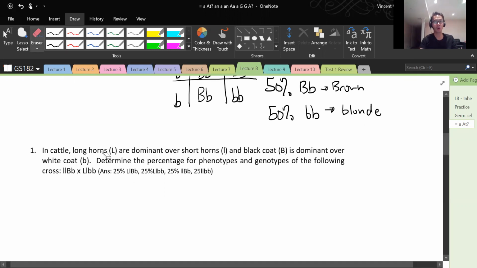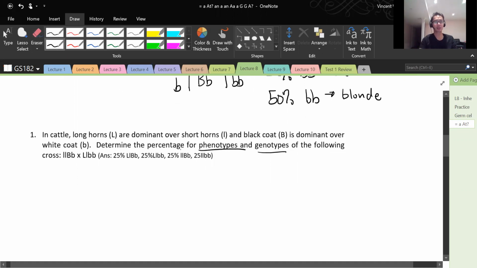So the long horns are dominant over the short horns, and the black coat is dominant over the white coat. Determine the percentage of phenotypes and genotypes of the cross here. Okay, phenotype means what they look like. Genotype means what their genetic makeups are. Okay, so let's take a look here.